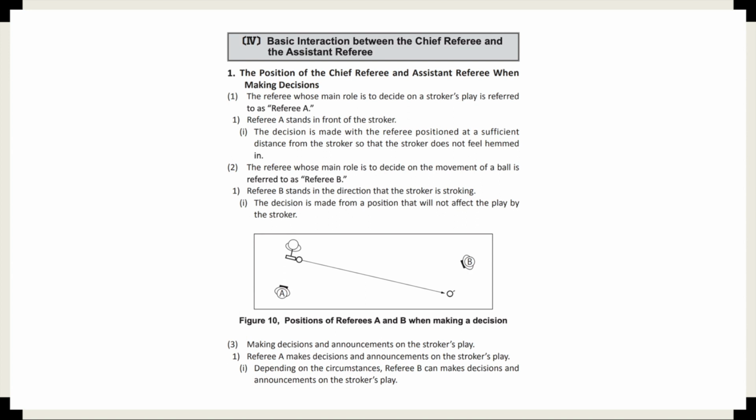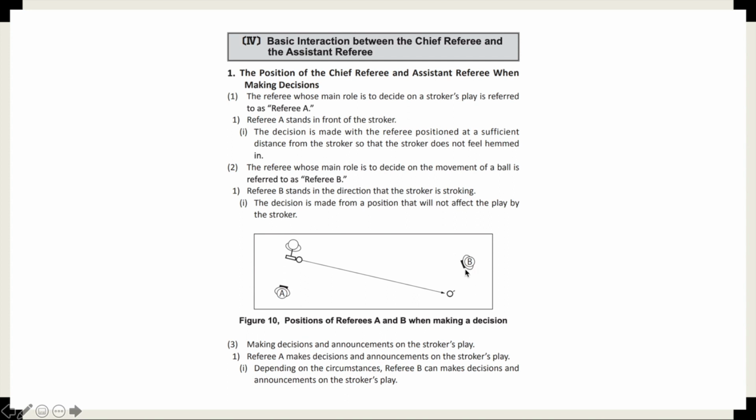The referee, whose main role it is to decide on the movement of the ball, is referred to as referee B. So now we're just going to stop there and describe what the difference is between refereeing the stroker's play and the movement of the ball. We can see here, referee A is adjudicating and deciding on the stroke of the stroker. So he's seeing whether the stroker is committing a stroking foul or a foul play in any way, shape or form.